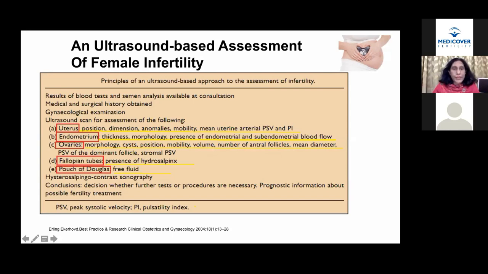Fallopian tubes. Normally, the fallopian tubes are not visible. Even blocked fallopian tubes you cannot see on a normal ultrasound. But if there is any fluid collection in the tube, which is what we medically call hydrosalpinx, then it will become visible. Then we can see the tube. Pouch of Douglas for any free fluid.